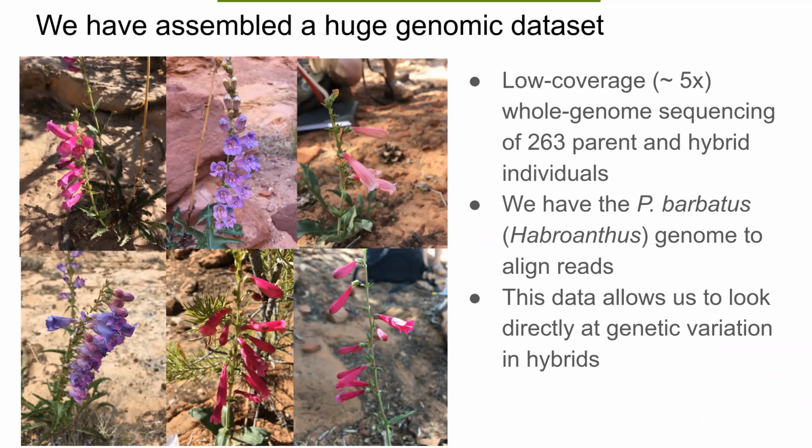So what we've been doing now is whole genome sequencing of a bunch of these hybrids. So we have 263 parent and hybrid individuals. Most of them are hybrids. And then we can map those sequencing reads to the genome that Carrie has assembled of Penstemon barbatus, which is one of our other Habroanthus hummingbird-pollinated species. And that allows us to then look directly at what genetic variants are associated with the distribution of phenotype. So color, for example, or floral shape, or whatever else we want to look at.